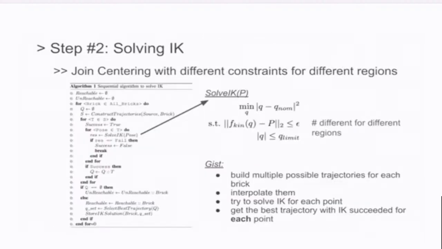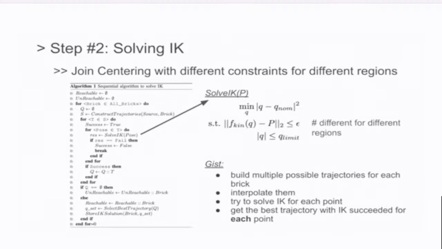So the next step is to solve inverse kinematics to define actual trajectories for the robot. The problem is formulated as joint centering optimization with a set of constraints based on the part of the trajectory from the previous slide. The algorithm for solving inverse kinematics for all bricks is shown on the left. In short, we construct several possible collision-free trajectories for each brick and interpolate them. Then we try to solve constraint inverse kinematics for each point of the trajectory.